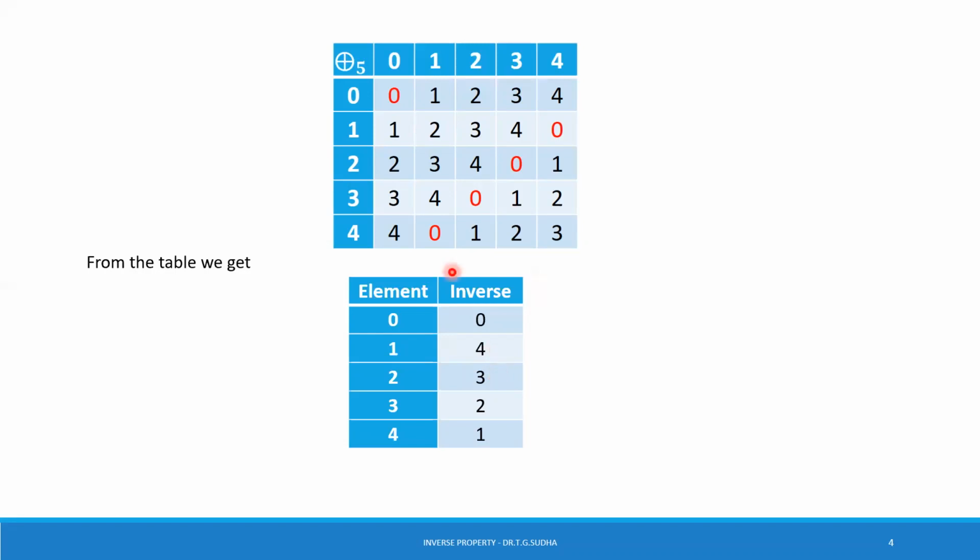Likewise, if we enter the element 2, its inverse is 3. So it is element 2 and the inverse 3. Likewise, 3 has 2 as its inverse and 4 has 1 as its inverse. Therefore, inverse exists for each and every element in G. Therefore, it follows that G has every element which is invertible. So, for each and every element in G, inverse exists.